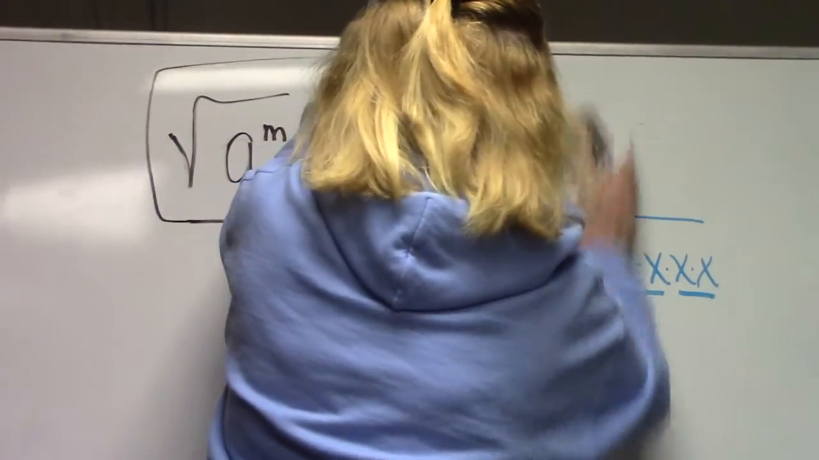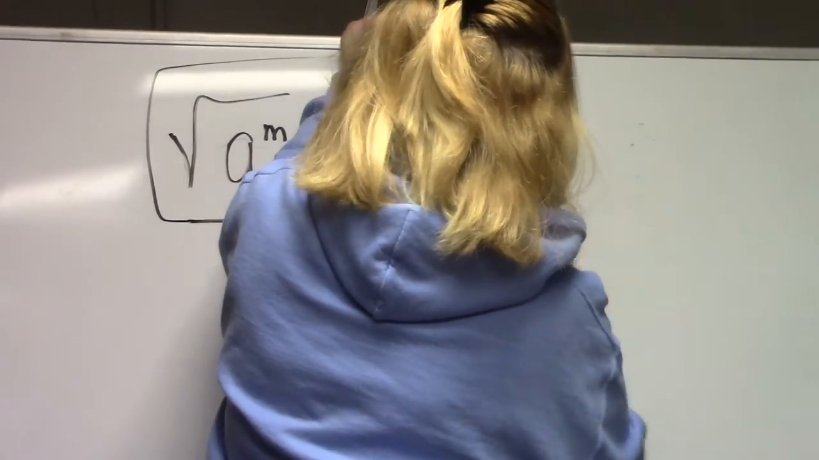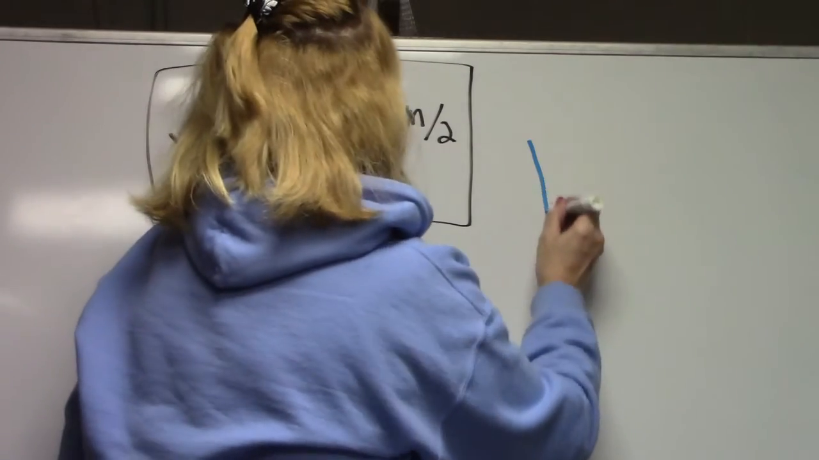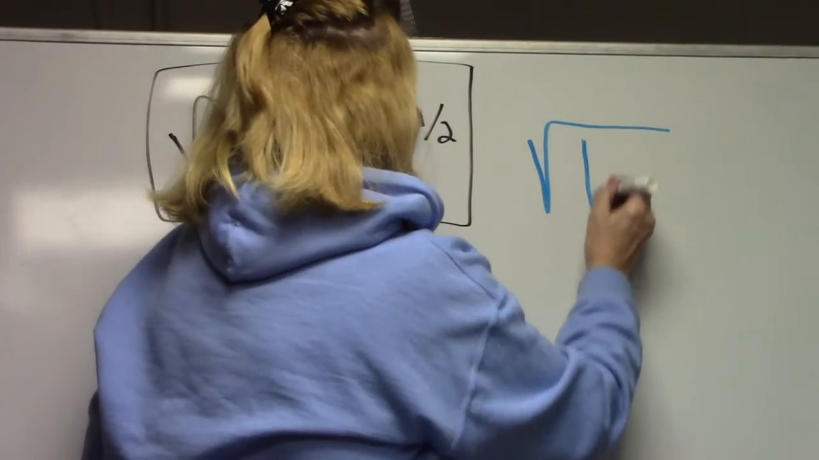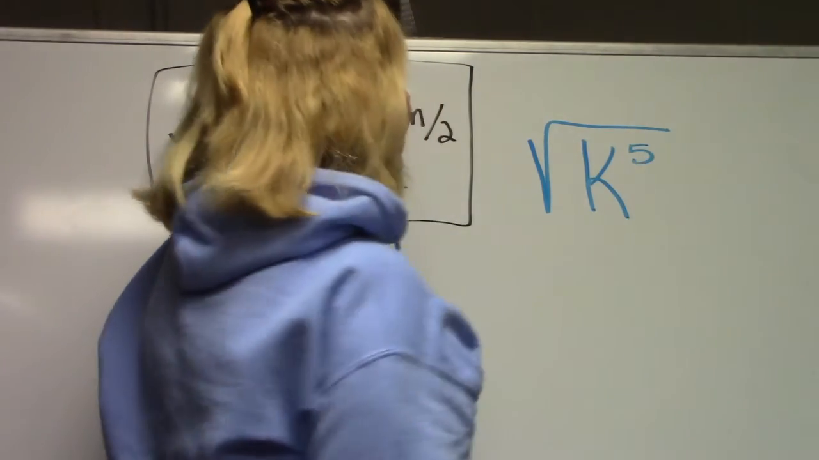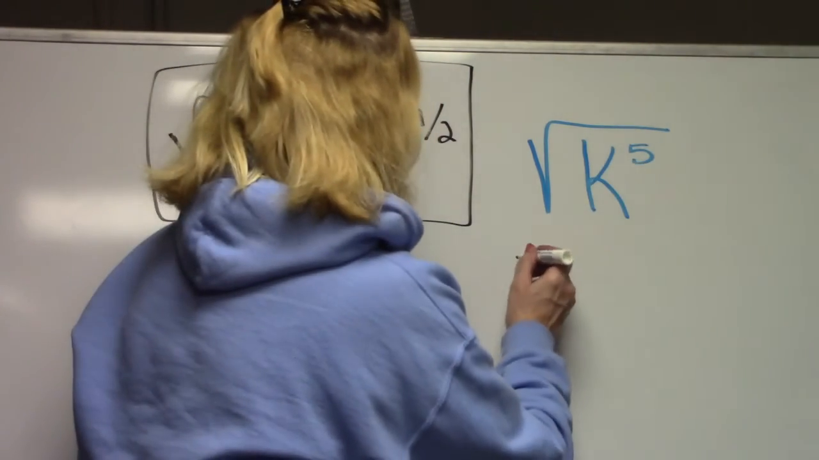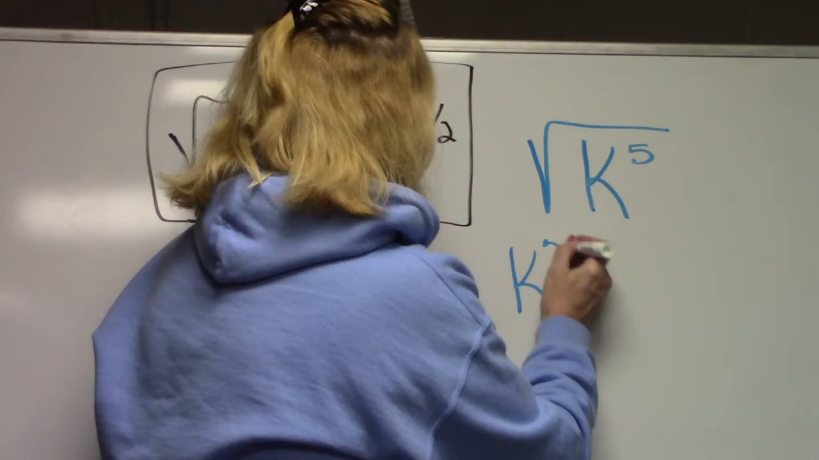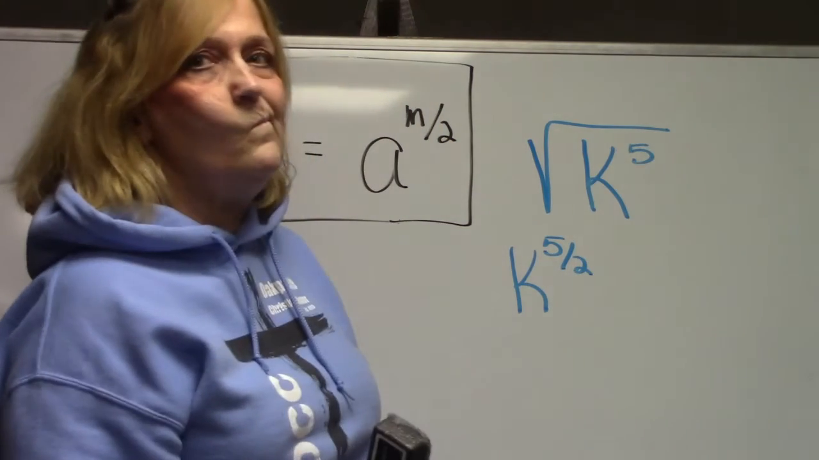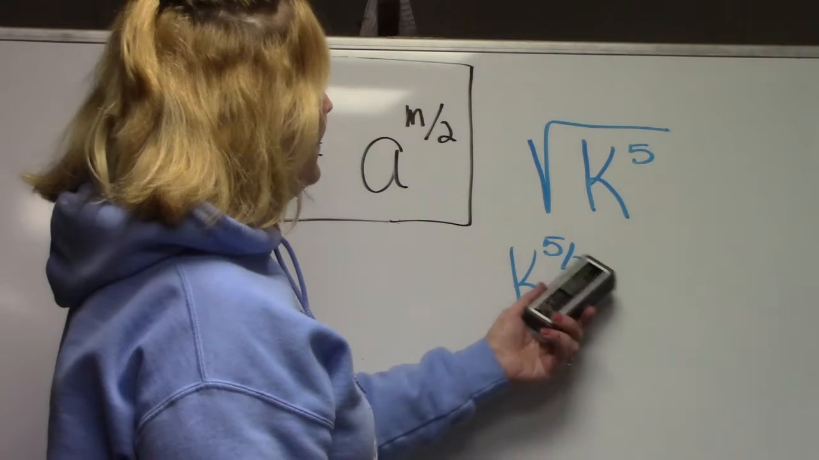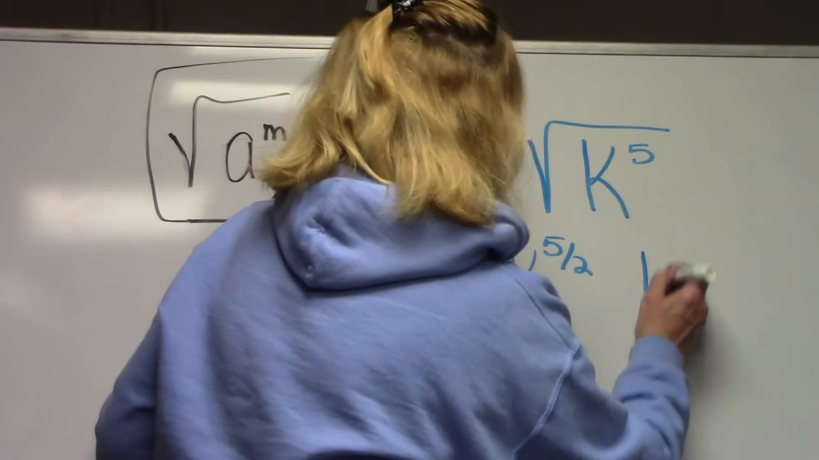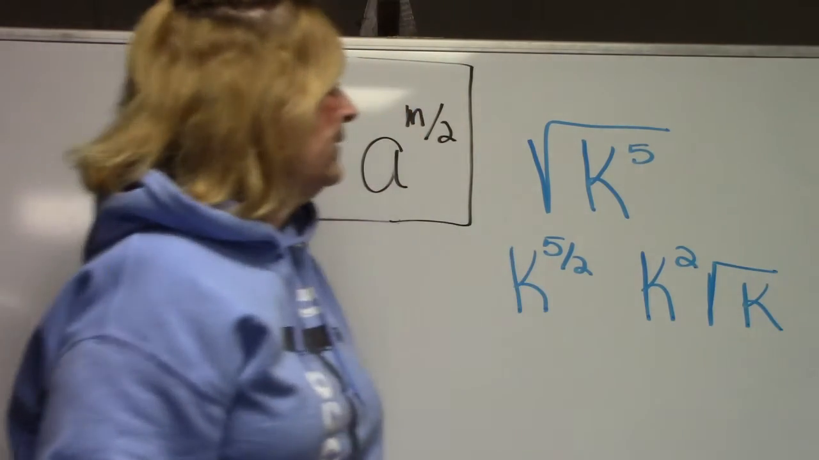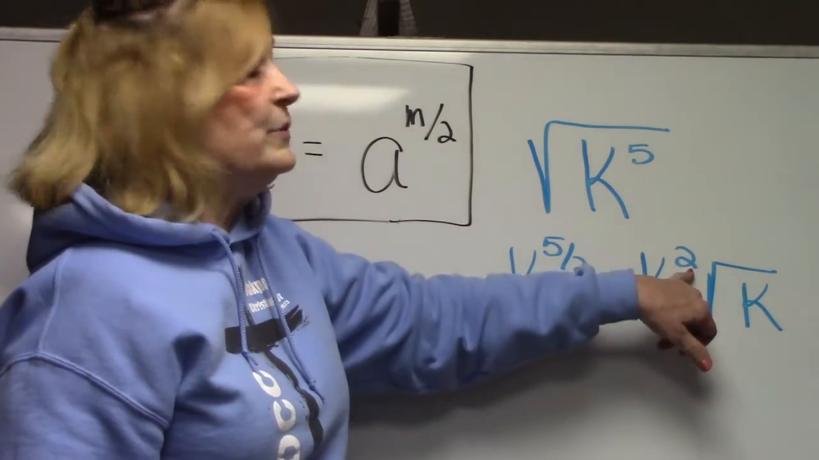Now, every once in a while, you're going to come up with a number that doesn't work out evenly. So what are we going to do in those cases? So what if I have like, my name's Kelly, so we'll do k to the 5th. Alrighty, so that's like saying k to the 5 divided by 2. Well, 2 goes into 5 2 times with 1 left over.